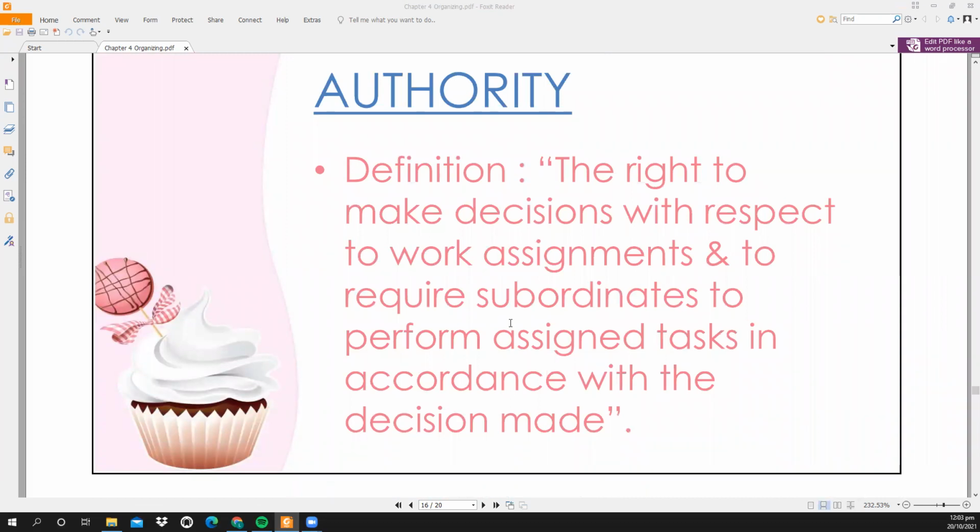Authority definition: the right to make decisions with respect to work assignments and to require subordinates to perform assigned tasks in accordance with the decision made. Okay, so you have the right to make decisions with respect to the work assignment, and then to delegate the work to your subordinates.